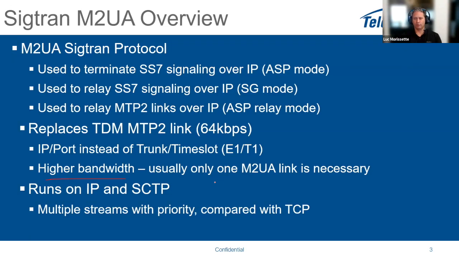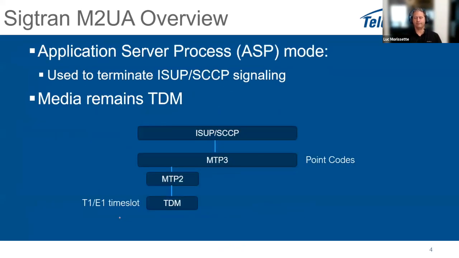So M2UA runs over SCTP on an IP network. SCTP has some advantages over TCP, in that it has multiple streams in the same socket connection end-to-end. You can have priorities in there, so it's more efficient than traditional TCP.